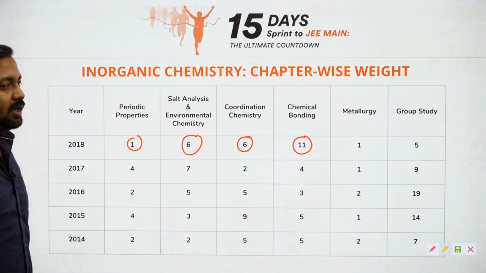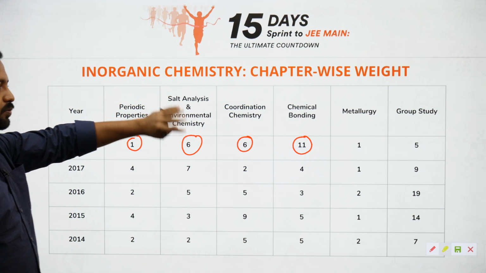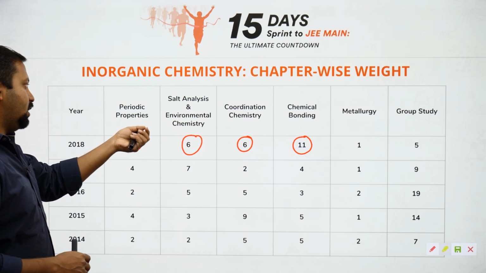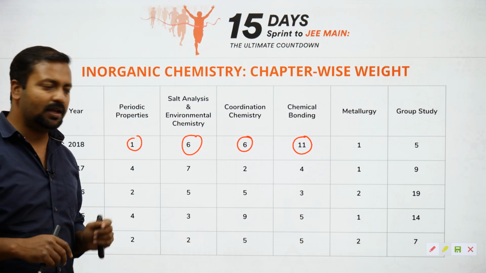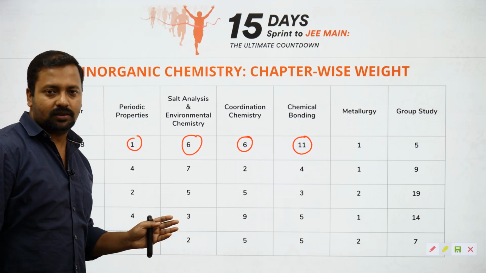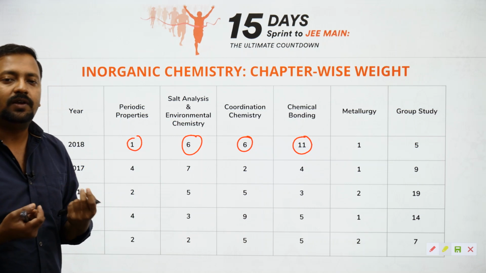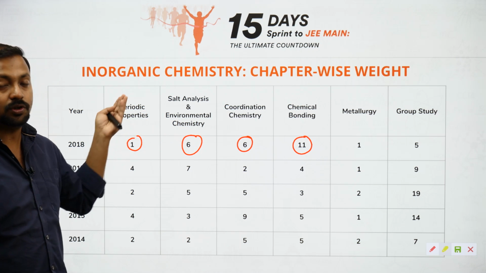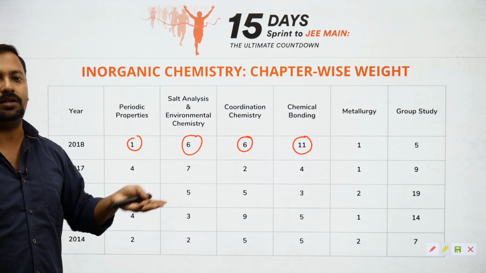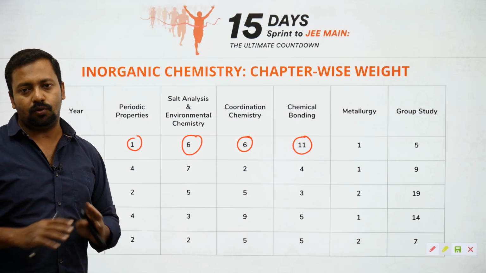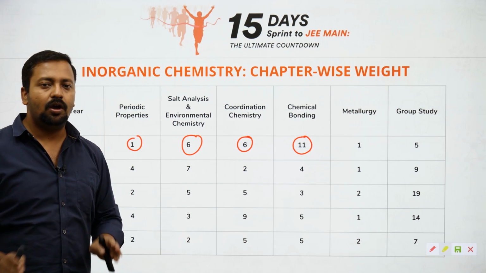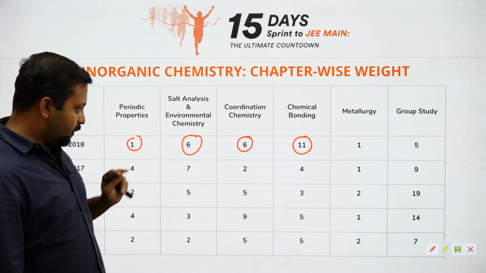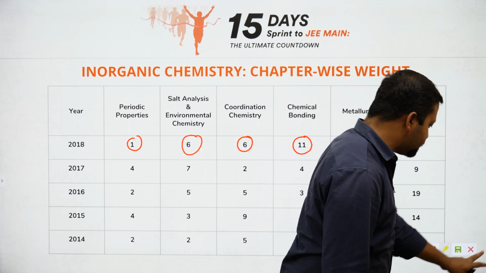Metallurgy भी आप not that very important, but group, chemical bonding, coordination, salt, ये सारे important है. If in the examination you solve about 2 questions from chemical bonding, a question from coordination, a question from salt analysis, and a question of periodic properties, you will be able to sail through the inorganic chemistry portion of the JEE Mains examination. Okay, so let's move ahead and take the first question for today.